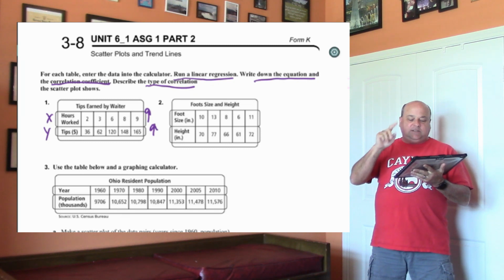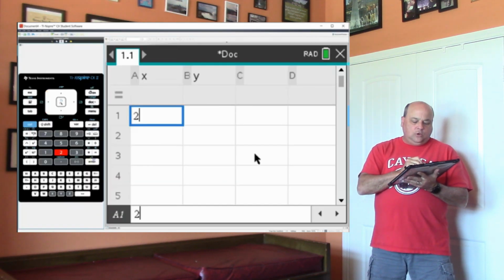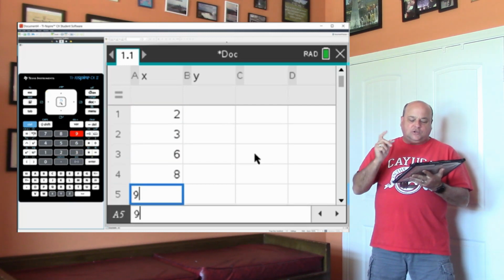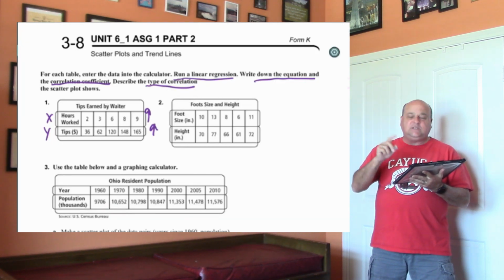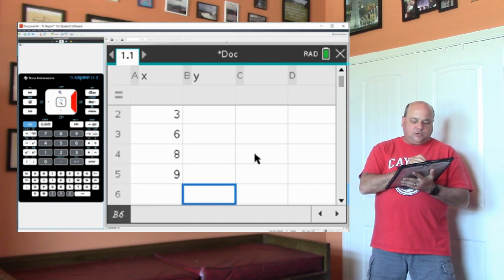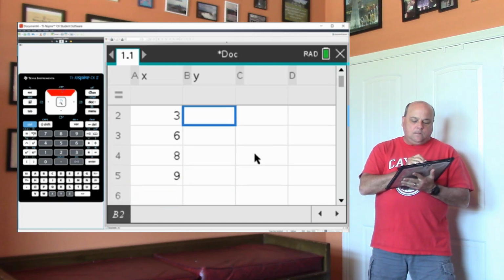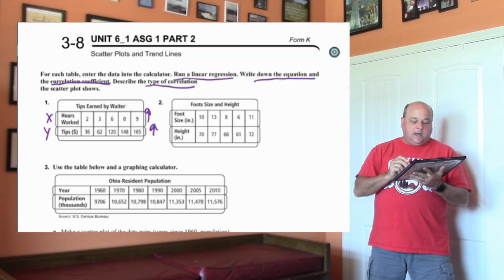Okay, so 2, 3, 6, 8, 9 are my x's. So go to your table. 2, enter, 3, enter, 6, enter, 8, enter, 9. So 2, 3, 6, 8, 9. Let me make sure that's right again. 2, 3, 6, 8, 9, that's right. I'm going to go back to the calculator and go up to that first row. So I'm at the first row. Now then I'm going to put in Y, which is the money.